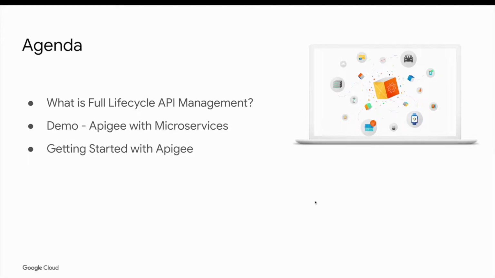First, I'll do a quick recap of the business value of APIs and what benefits full lifecycle API management can bring. Next, we'll jump into a demo where we'll walk through many of the key features of Apigee. Finally, I'll demonstrate how to get started with Apigee from the GCP console.